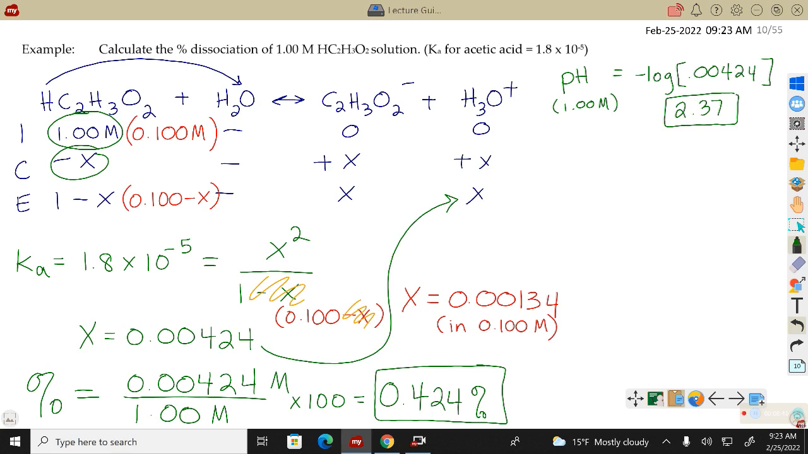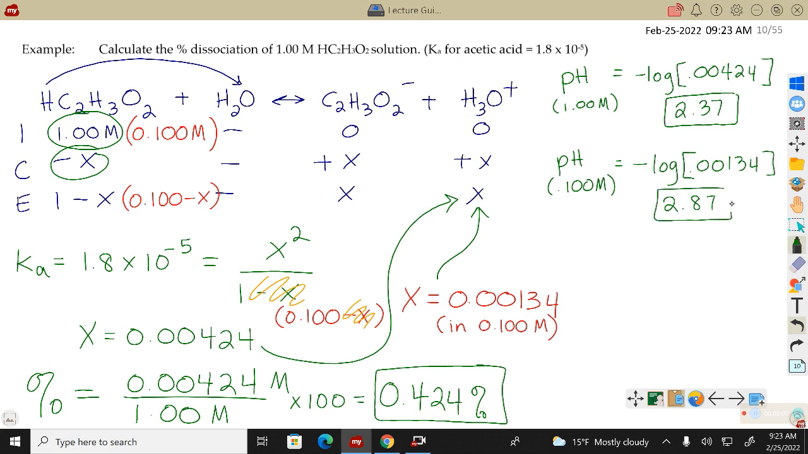And let's say I do that again in the 0.1 molar solution. Opposite log of X, because again, this X value is the amount of hydrogen or hydronium. 0.00134. Opposite log gives me a pH of 2.87. So all of that seems to make sense, right?